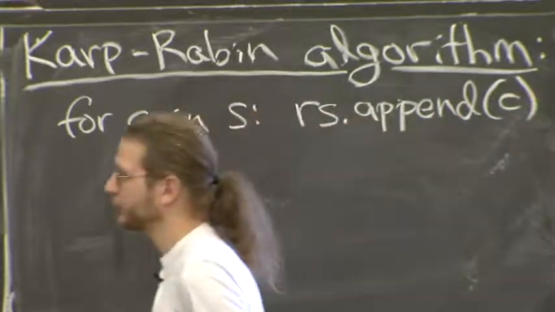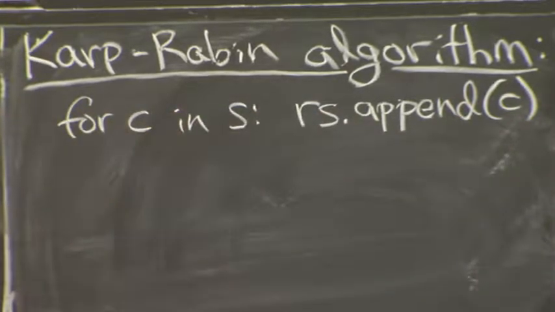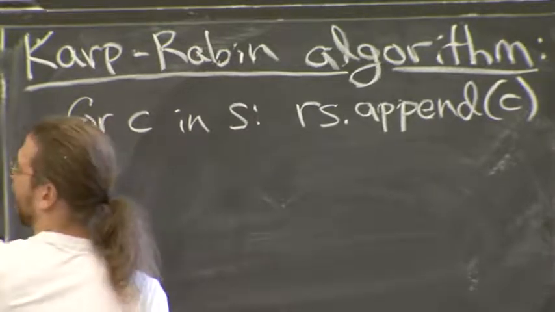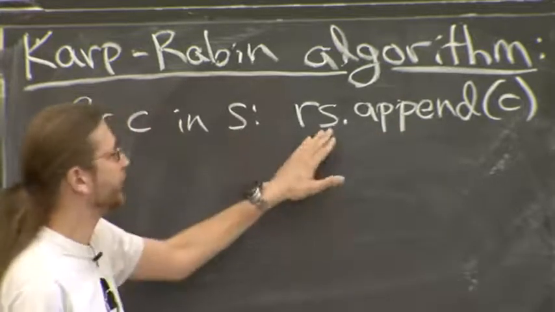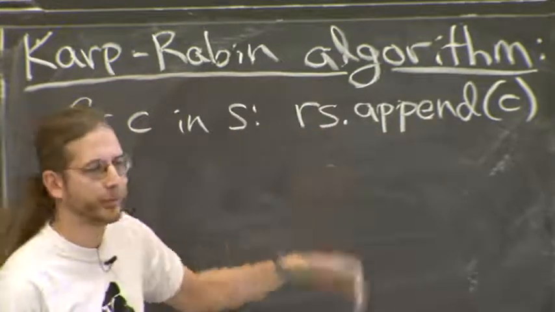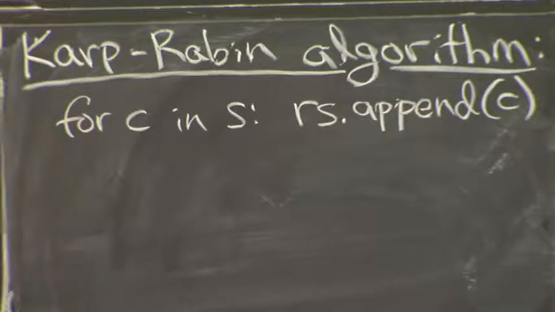First thing I'd like to do is compute the hash function of s. I only need to do that once, so I'll do it in this data structure. The only thing you're allowed to do is add characters. Initially, you have an empty string. And so for each character in s, I'll just append it. And now rs gives me a hash value of s.